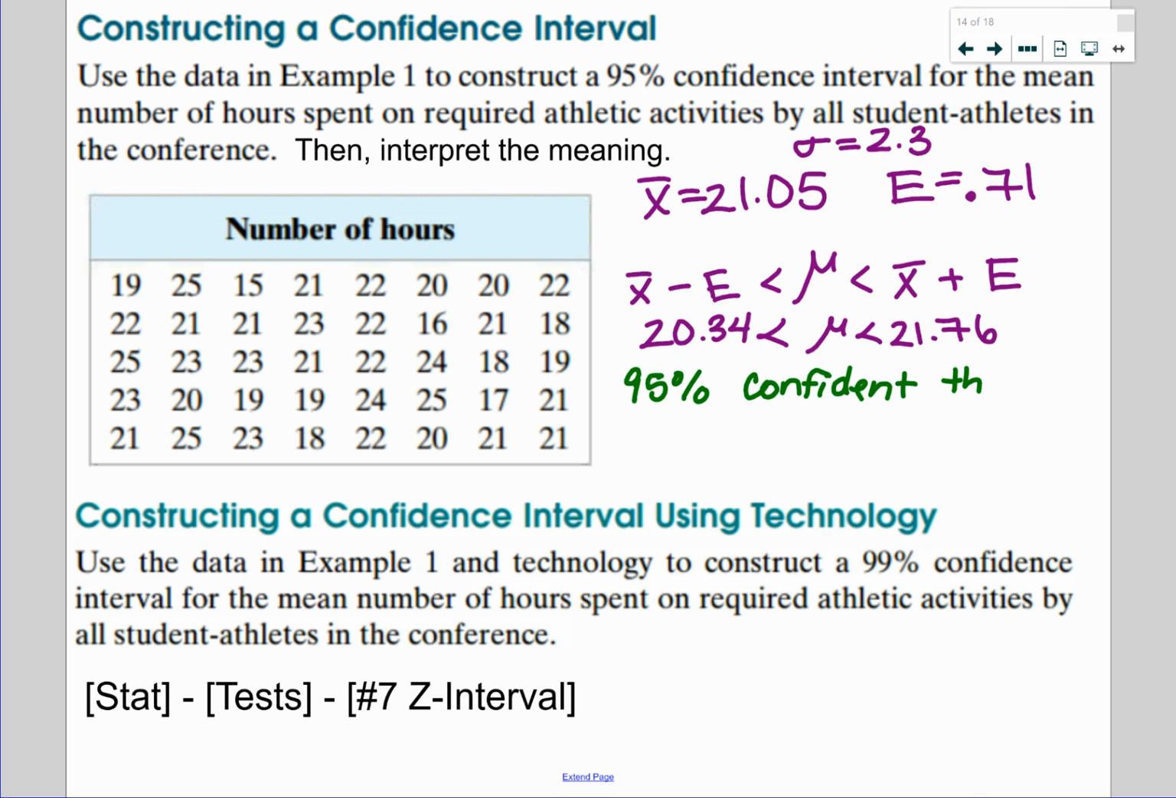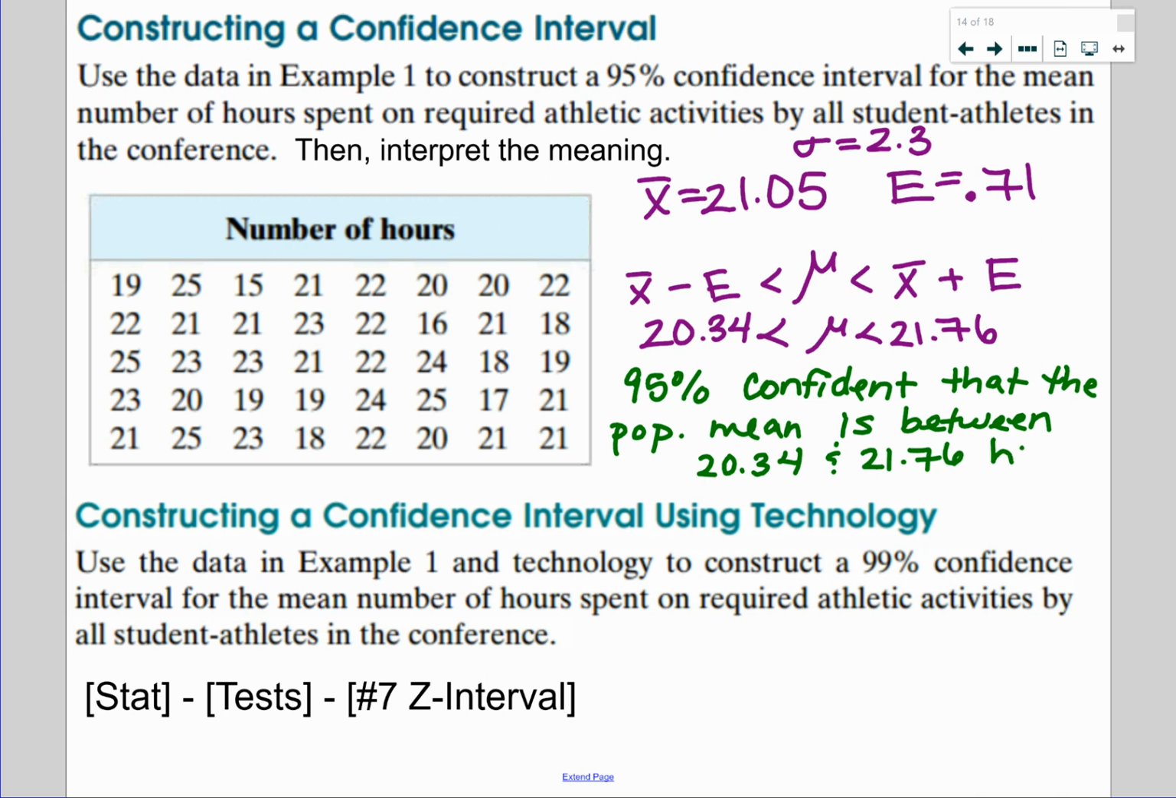paraphrasing, that always what we're estimating is the population mean. So here that would be the mean of all student athletes and the number of hours they spend on their activities is between 20.34 and 21.76, and everything in this problem yesterday was hours. We would label it. So 95% confident, or there's 95% probability.